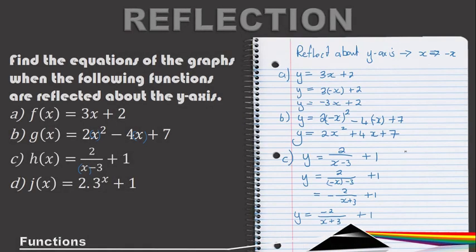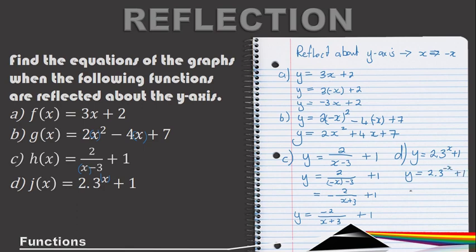Alright, and then finally we have our exponential. So we have y is equal to 2 times 3 to the power of x plus 1. So my x is over here. I'm just simply going to replace it with negative x. We have y is equal to 2 times 3 to the power of minus x plus 1.